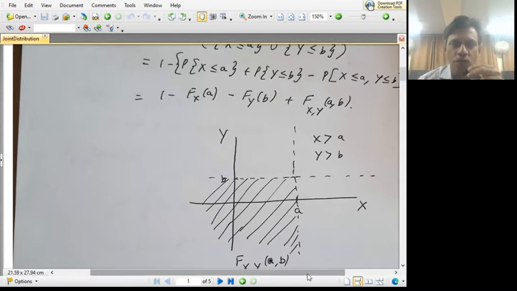If you remove that as well, you would see that from the whole plane this part as well as this part has been removed, but we have removed the part where x is less than or equal to a as well as y less than or equal to b twice. So this quantity is subtracted twice, and you add it once to get the probability measure of this region. So that is how we can interpret this formula.